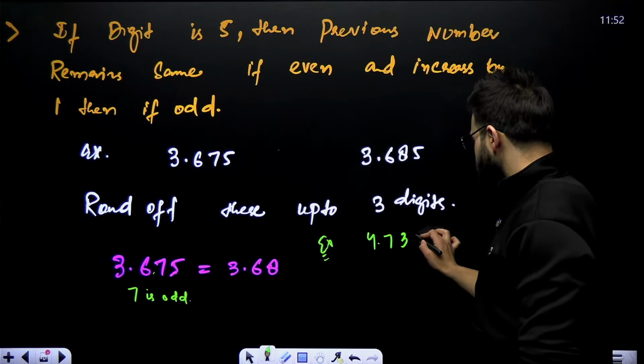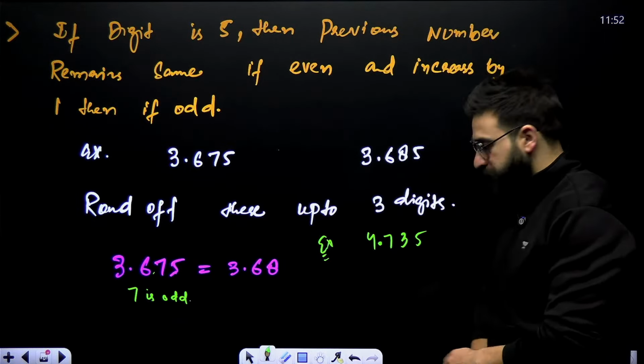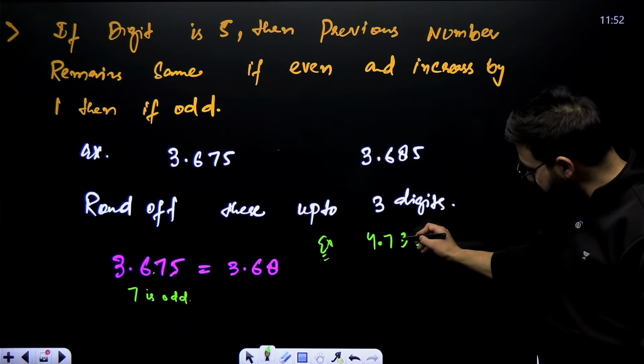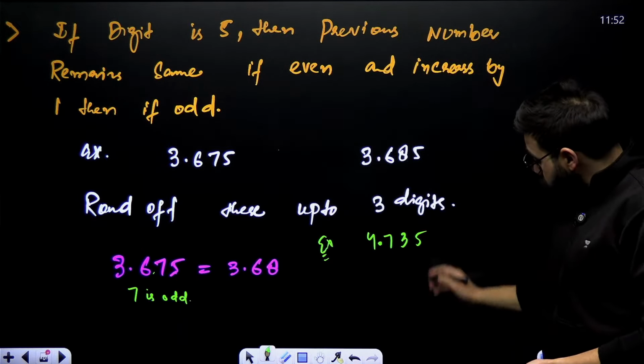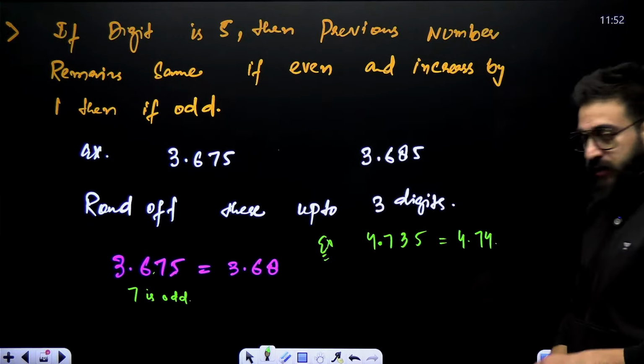Another example, if I say over here, I can say 4.735. Last digit is 5, and before the last digit, it is odd. So it will increase by 1. So it will be 4.74.